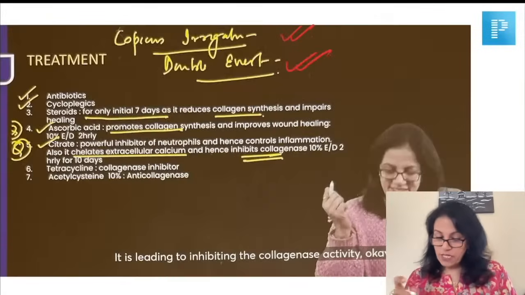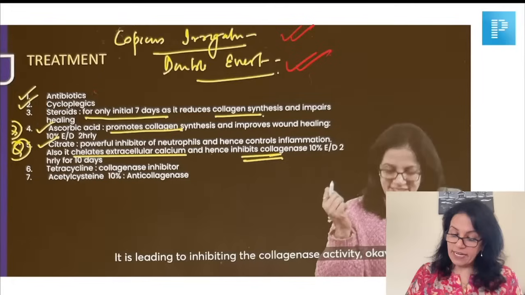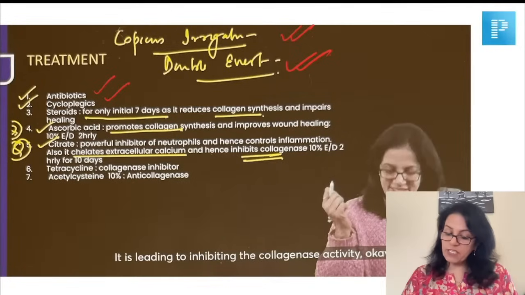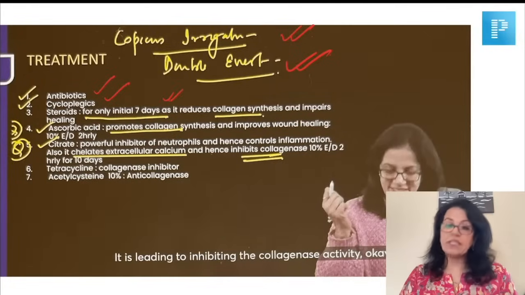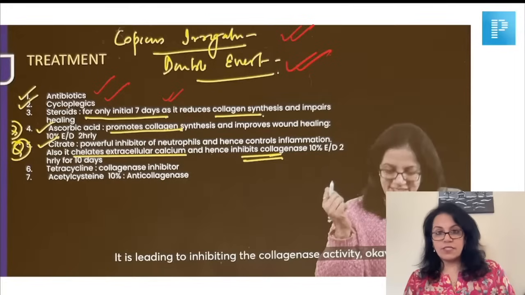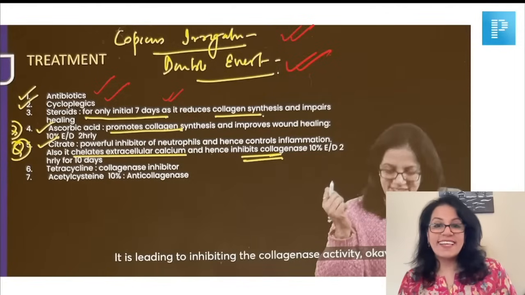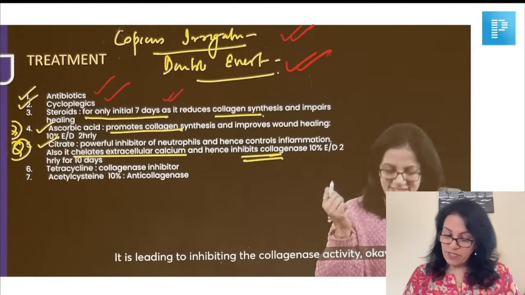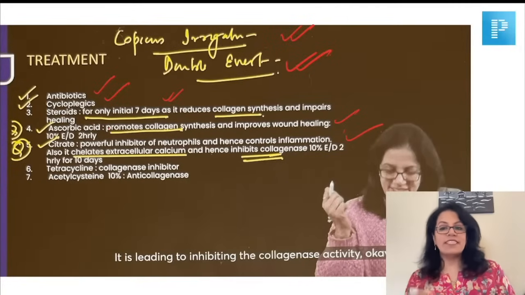And of course, then you have to remember, apart from starting antibiotics and cycloplegics, we give steroids only for the initial 7 days to control inflammation, because then it will start impairing the healing process. So after 7 days, you have to stop steroids. And don't forget about ascorbic acid and citrate, which are given for healing. So just revise this for your further exam.